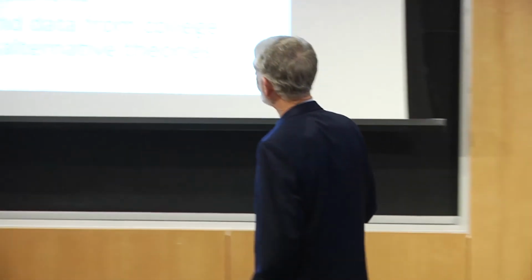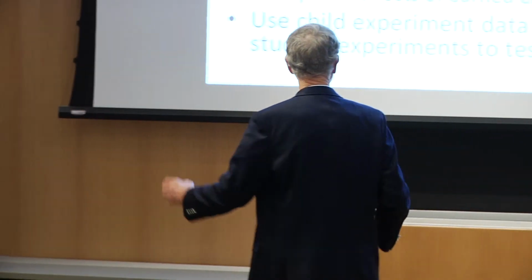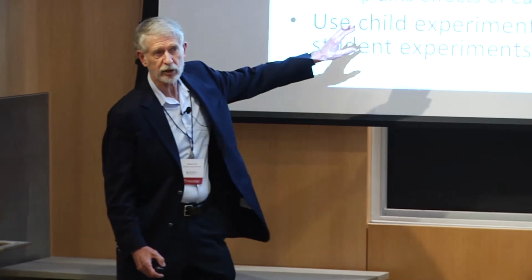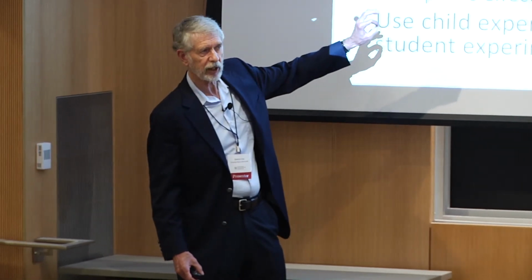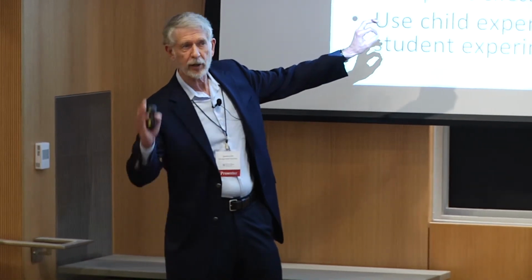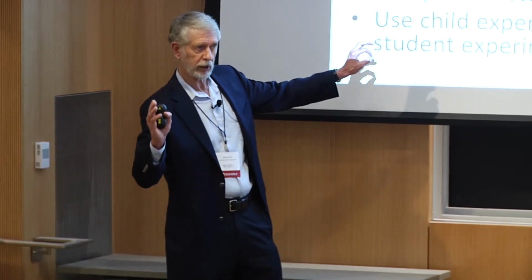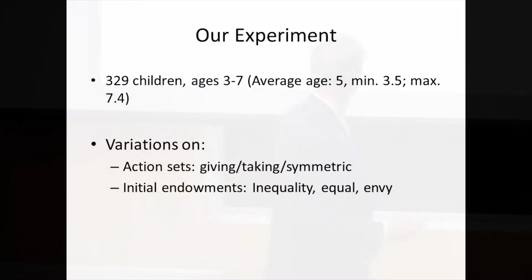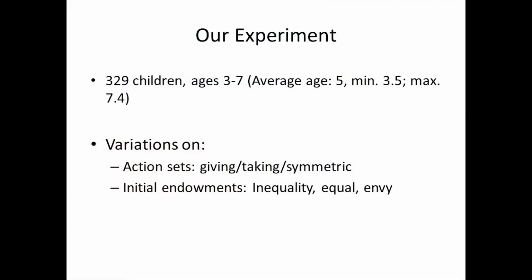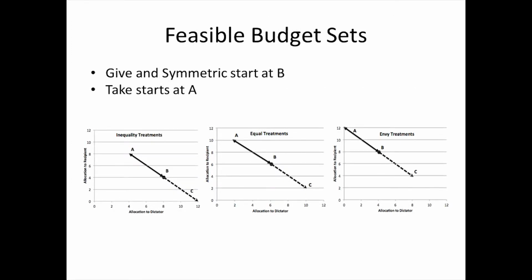Oh, the other thing is, in saying that these experiments were not well designed to stress test rational choice theory, the major exception to that is an experiment by Cronqvist, Milner, and Rossellini. Okay, so here, I'm just going to say a little bit about this experiment. There are 329 children, ages 3 through 7, and we varied the action sets: giving, taking, symmetric; initial endowments: inequality, equal, and envy. Here's what the endowments look like.